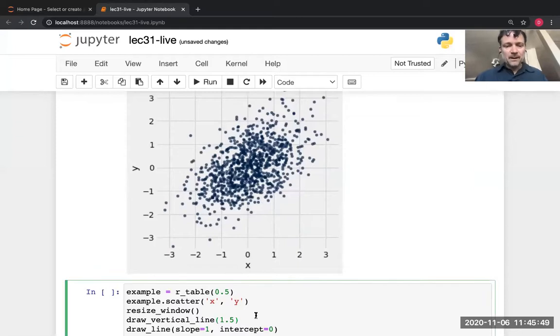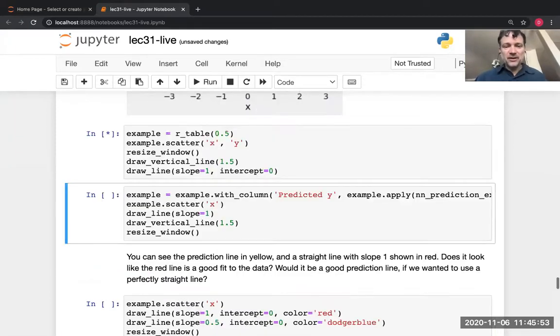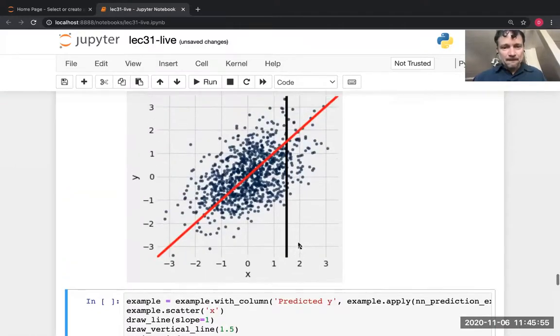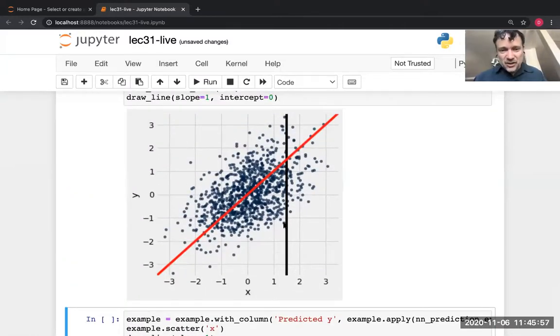And if you want to make a prediction at x equals 1.5, well, nearest neighbor regression would say, look up here at x equals 1.5, find other points with an x value close to 1.5, draw the average of their y values, and use that as your prediction.